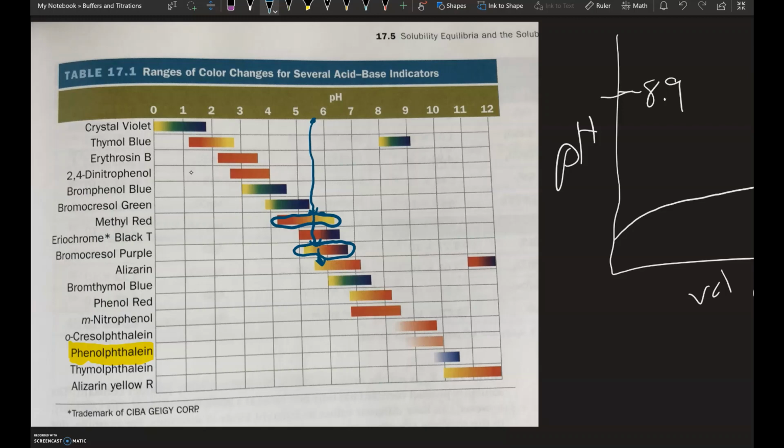Now the other one, probably not. I would think that methyl red or the other one would be fine. And so that's how you would determine the indicator: you base it off the equivalence point, this pH.